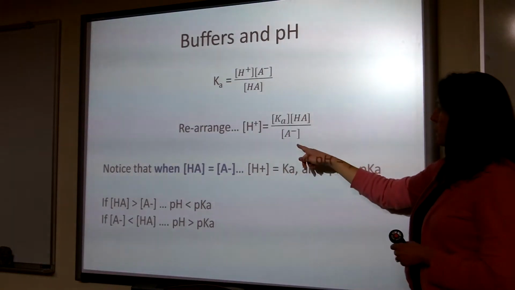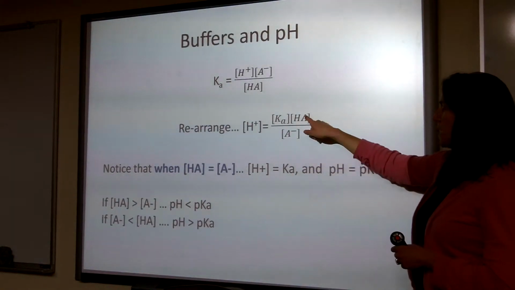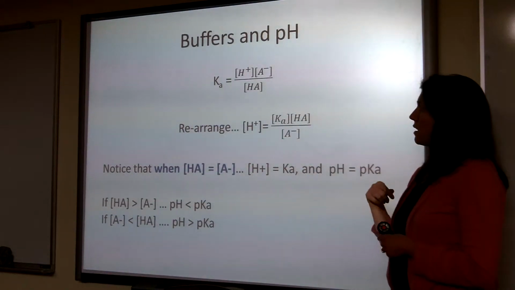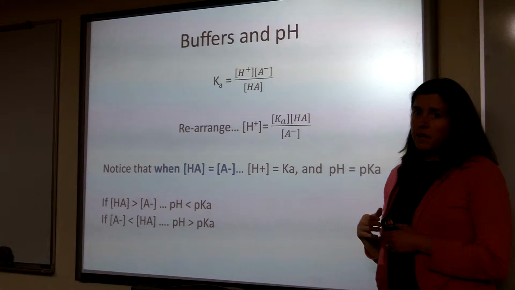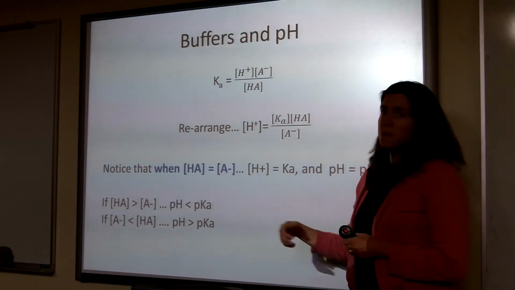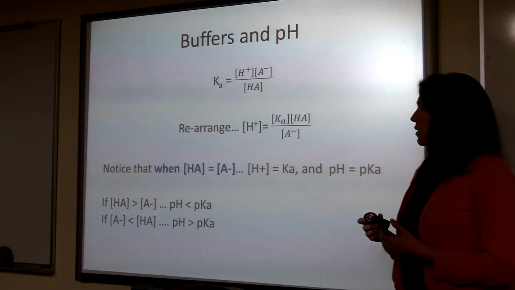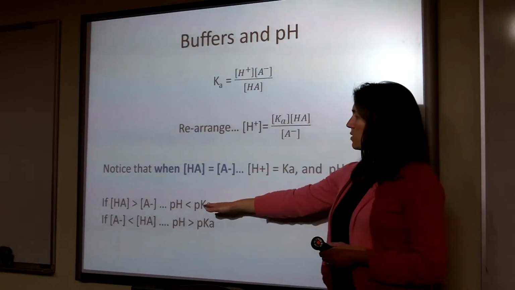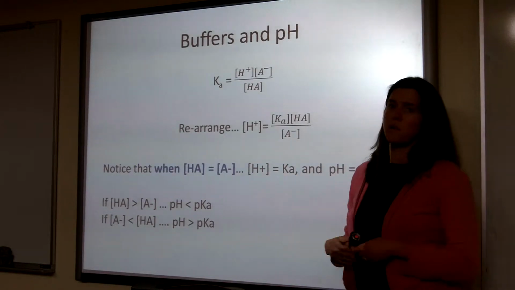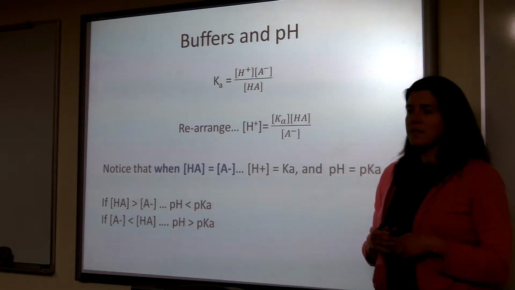Let's say your buffer has a little bit more A minus than HA in it, then that means your H plus concentration will be a little bit less than your Ka value, and your pH will be a little bit greater than your pKa. And that makes sense because if you're adding a little bit more acid, you expect your pH to drop a little bit. If you're adding a little bit more of the base component, you expect the pH of your buffer to go up by a little bit. So that's just something to keep in mind.